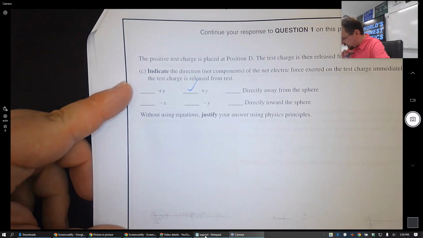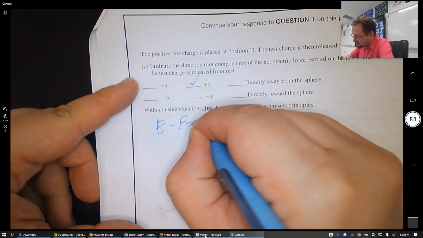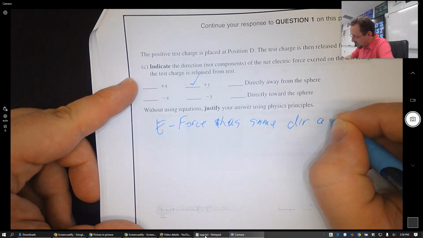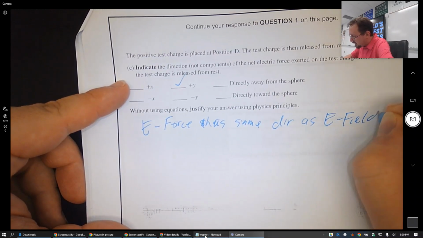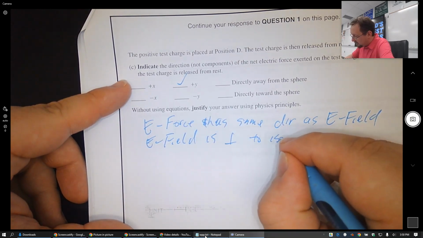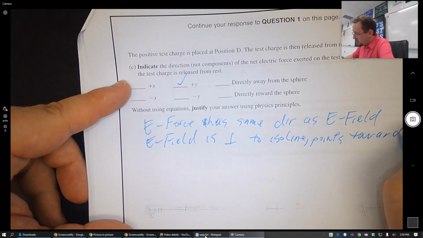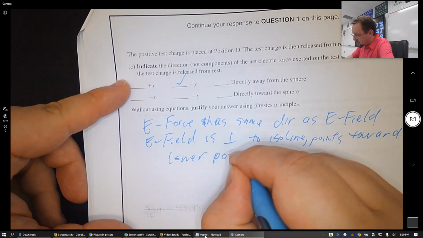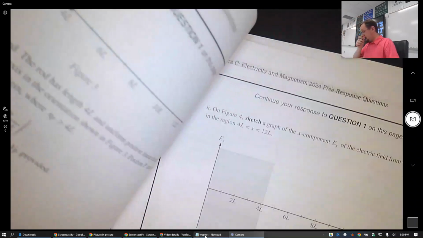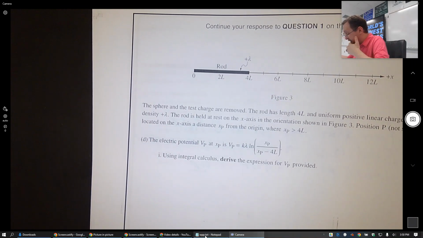Without using equations, just phi. Okay, well, the electric force has the same direction as the electric field. The electric field is perpendicular to the isoline and points toward lower potentials, which is up. Okay. Oh, of course. Why would it not be this way?